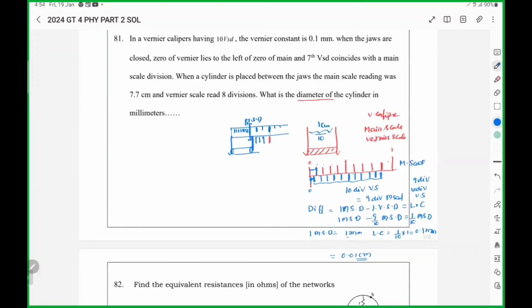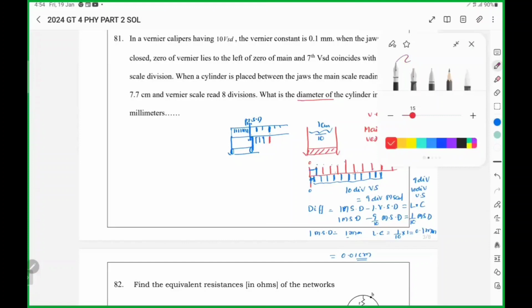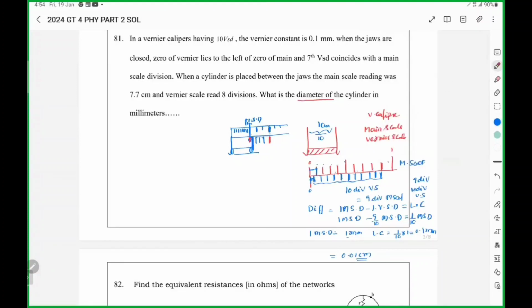That means this gap is equal to, if it is the fourth division that coincides, 4 into 0.01 centimeter, that is 0.04 centimeter. Suppose here it is 1, so the length will be 1.04 centimeters. This is how we measure length.